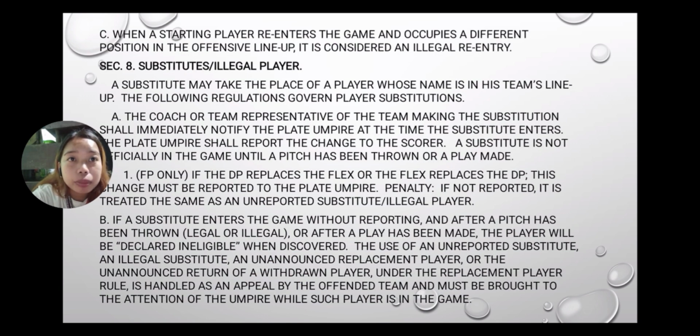Section number 8, substitutes and illegal players. Substitutes may take the place of a player whose name is on the team lineup. The following regulations govern playing substitutes. A coach or team representative of the team making substitutions shall immediately notify the plate umpire at the time of substitution. The plate umpire shall report the change to the scorer. A substitute is not officially in the game until the pitch has been thrown or a play is made.